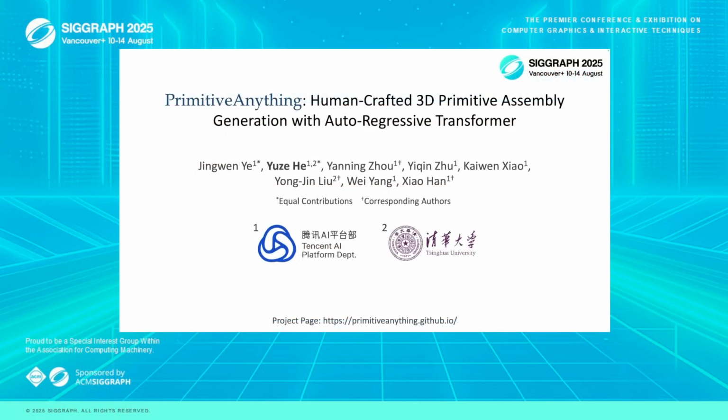Hello everyone, I'm Yuze He, a PhD student from Tsinghua University. I'm happy to present our work, PrimitiveAnything, Human-Crafted 3D Primitive Assembly Generation with Auto-Regressive Transformer here. This work focuses on decomposing 3D objects into building block-like primitives like cuboids, cylinders, and spheres.